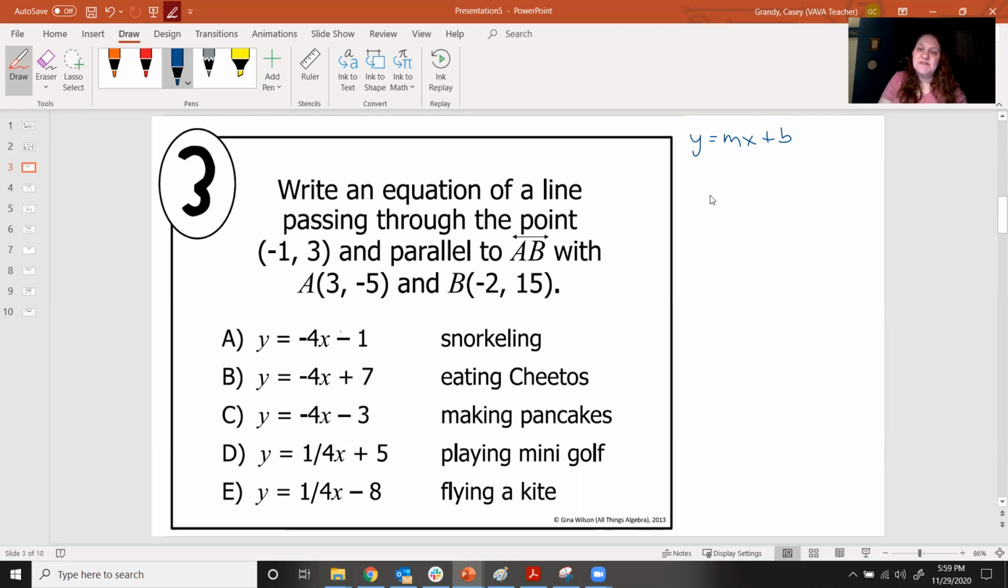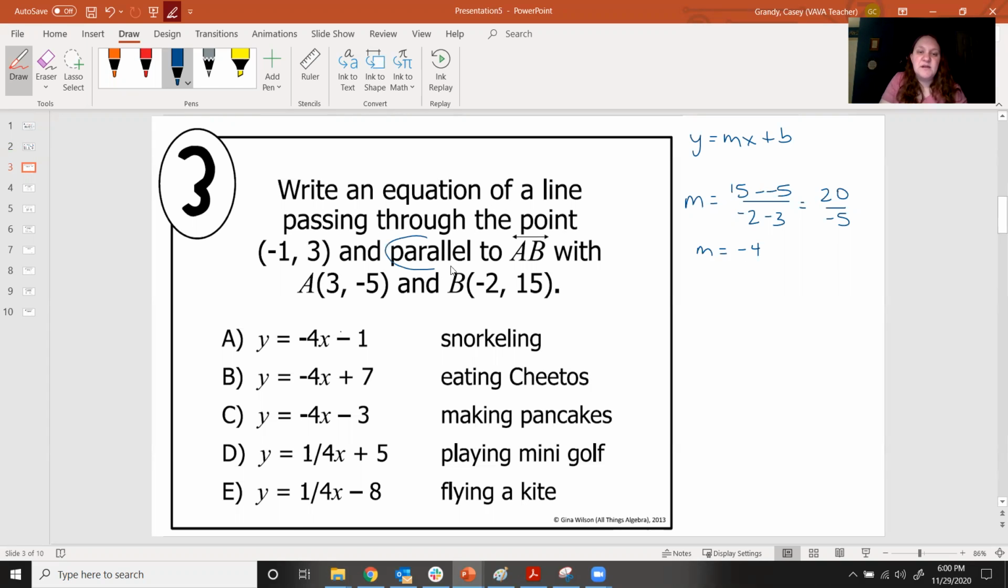So I have to have a slope. So let's at least calculate the slope. The slope of AB will be the difference in the y values divided by the difference in the x values. 15 minus -5 is 15 plus 5, it's 20. -2 minus 3 is -5. Reduce your fraction as much as you can, so our slope here is -4.